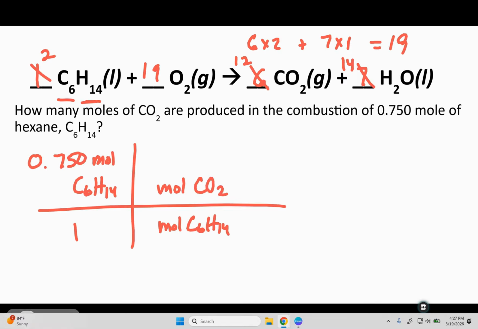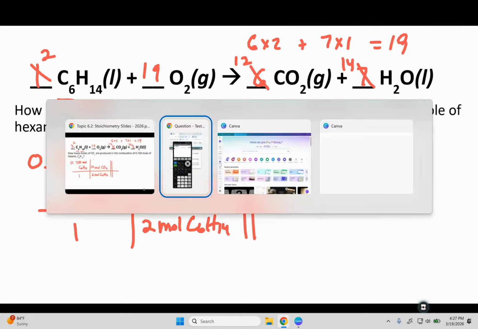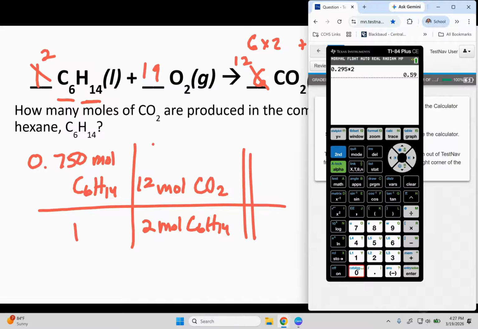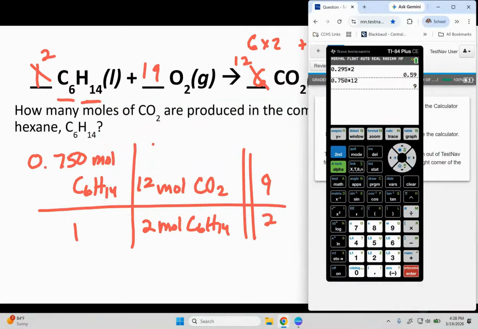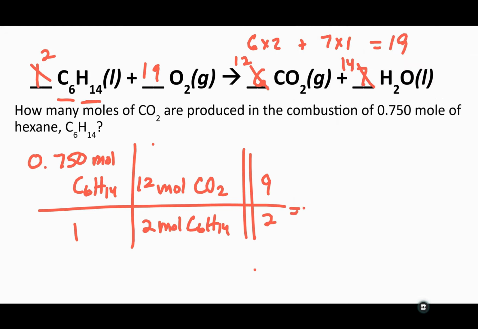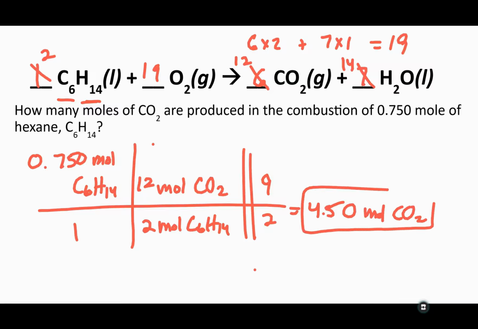So I'm going to take these numbers. It's going to be 12 over 2. So I'm going to do my math. 0.750 times 12 is my numerator. 9 divided by 2. So 9 divided by 2 is 4.5. However, again, I have to be mindful of my sig figs. So it becomes 4.50 moles of CO2.